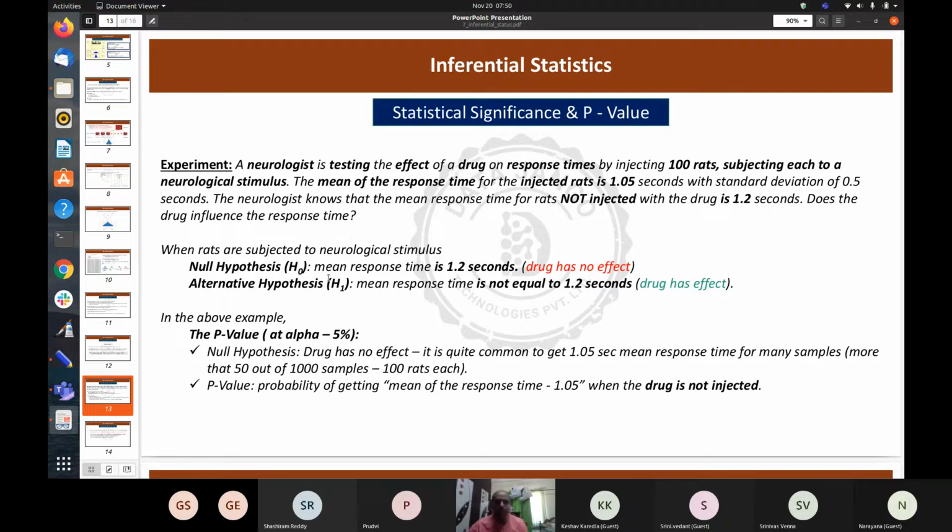So let me take this example and explain. Here there is a neurologist testing a new drug, the response time of a new drug on 100 rats, subjecting each to a neurological stimulus. The mean response time of the injected rat is 1.05 seconds with standard deviation 0.5. The neurologist knows that the mean response time for rats not injected with the drug is 1.2 seconds.